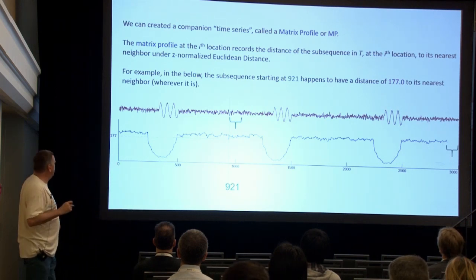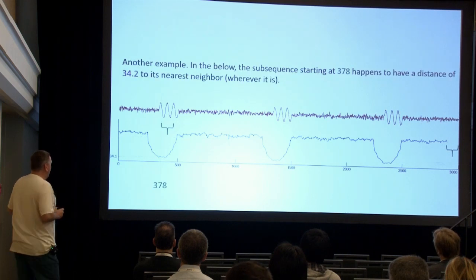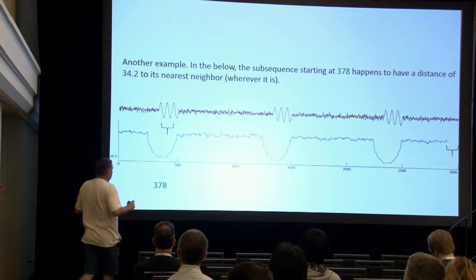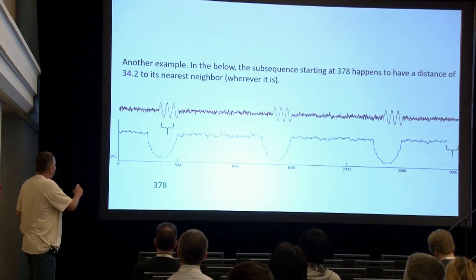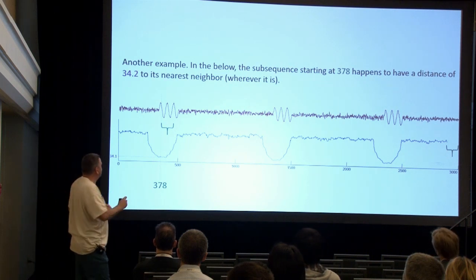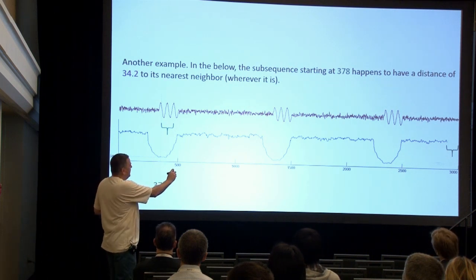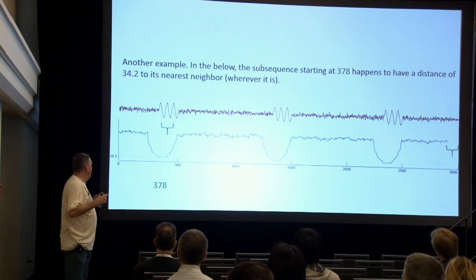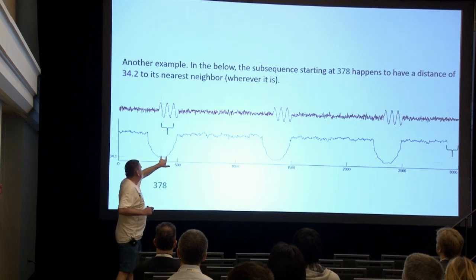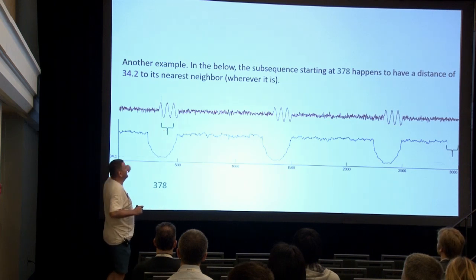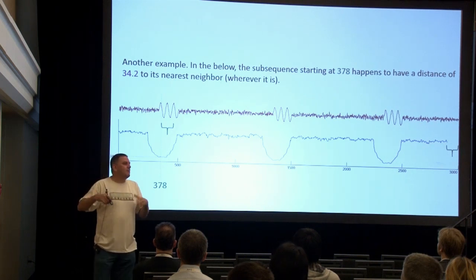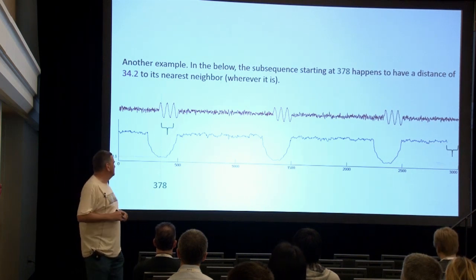Let's contrast that to make that a bit clearer. Let's pick a different location. This location, of course, has a very low matrix profile value. It tells me that the subsequence that begins here at 378 must be very close to its nearest neighbor, which is probably, you can guess, either that one there or maybe that one. But I don't really care at this point. All I'm saying is that whatever lives in this location has a very close distance to its nearest neighbor. And we call that, informally, a motif, a repeated kind of pattern.